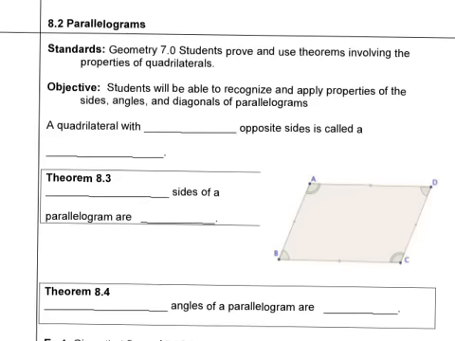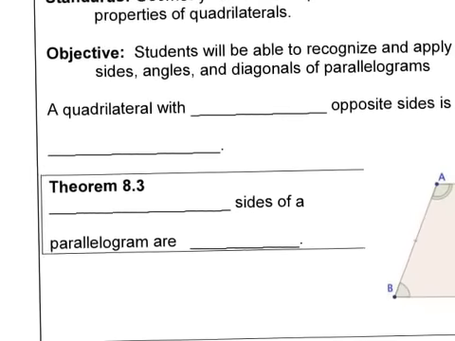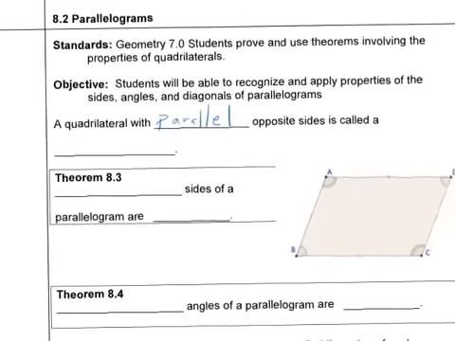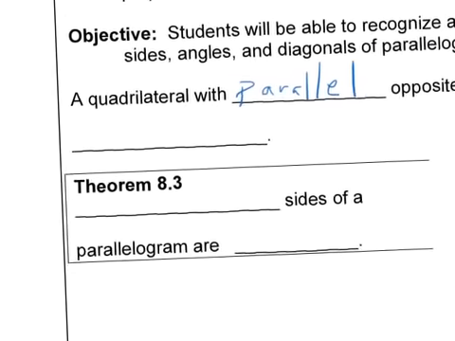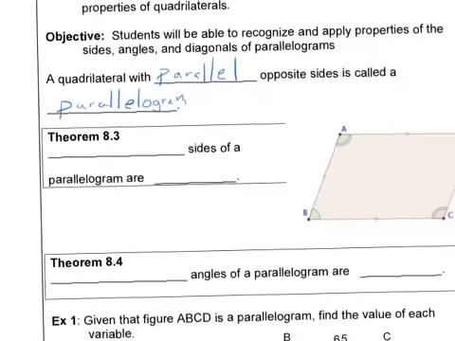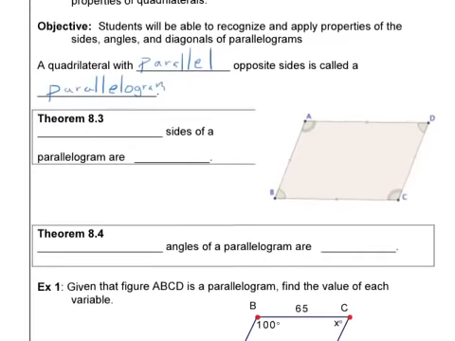So, let's define some terms here. A quadrilateral with parallel opposite sides is called a parallelogram. What do you know? If it has parallel sides, it's called a parallelogram. We're not very creative in math. Okay, we can be, but we're just not very creative in naming, right?